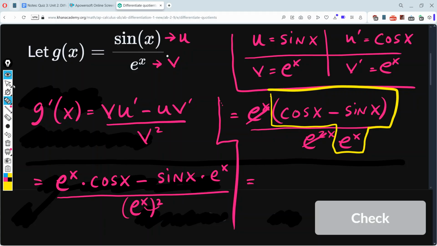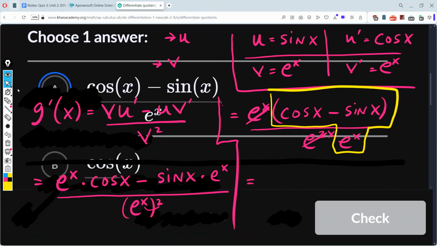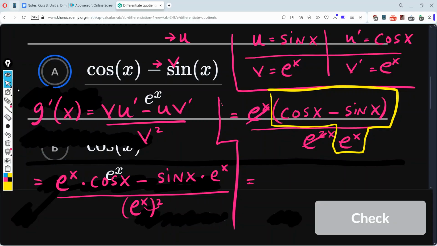All right, so that should be it. Let me see if I can find that. Cosine minus sine over e to the x. Yes, that is exactly what we have. There you go.